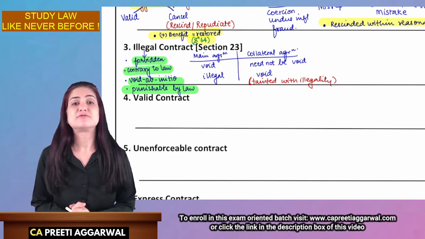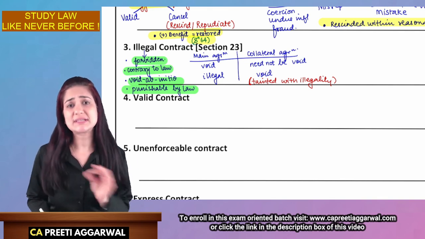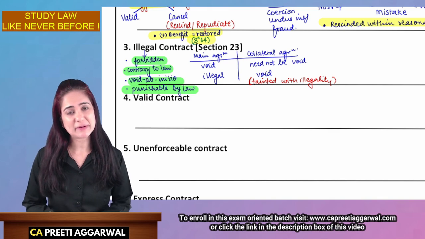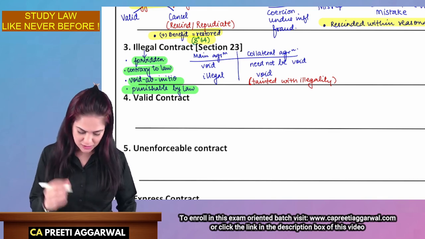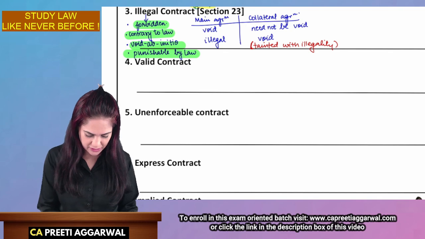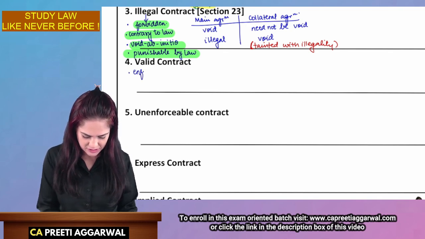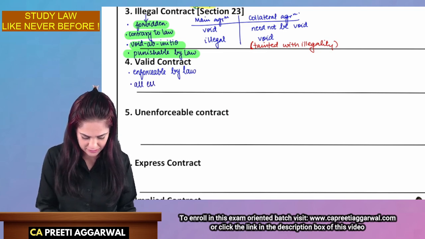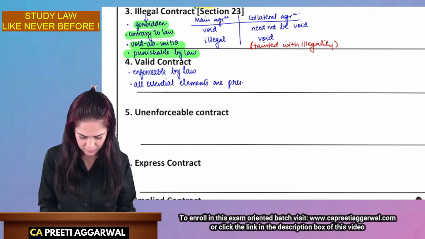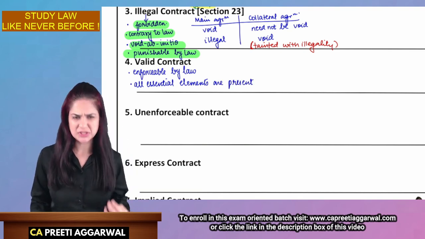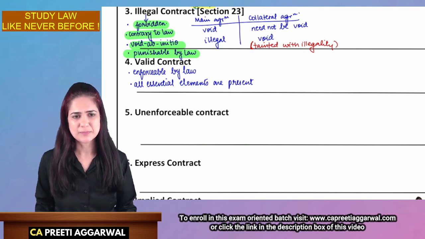Then we have a valid contract. Valid means all the essential elements of a valid contract are present. This is enforceable by law. So what will you write? What are the keywords over here? It is enforceable by law. All essential elements are present. In case a question is asked on all this, you can write an example also.